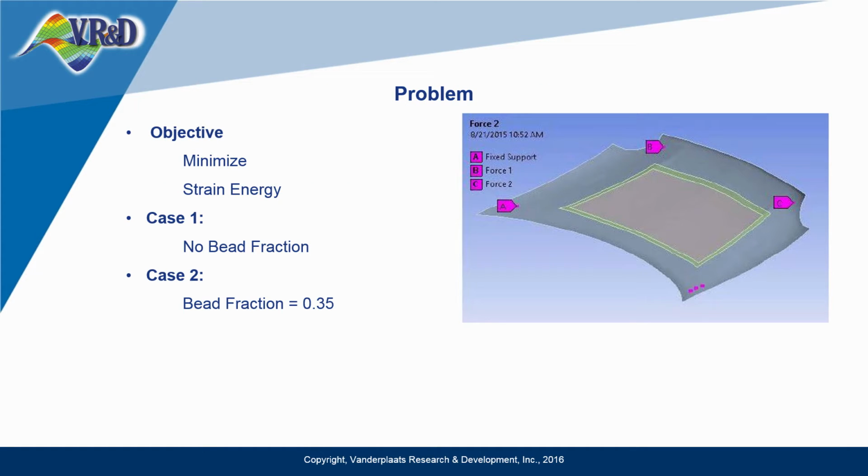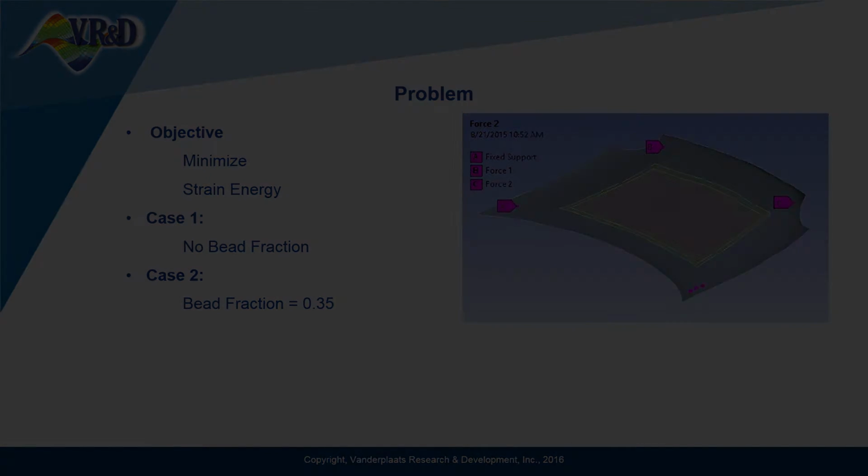Let's set up a demo problem in GSAM. In this demo, we will use an automobile hood. The objective is to minimize the strain energy to get a stiff structure. I will solve two different topography optimization problems. In the first problem, I will allow all the grids to move freely, whereas in the second problem, only a percentage of the grids will be allowed to move using a bead fraction constraint.